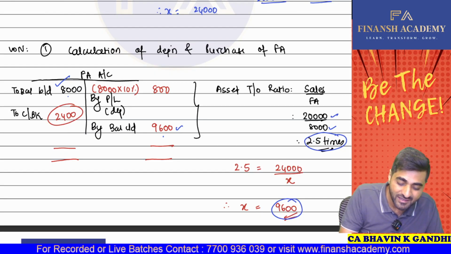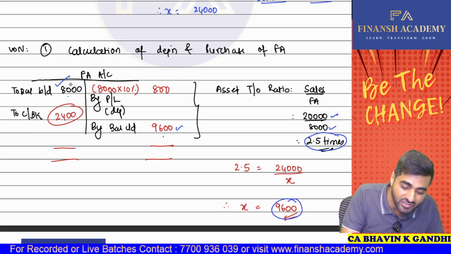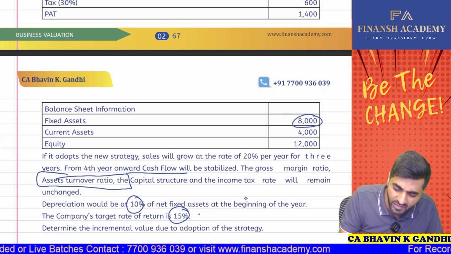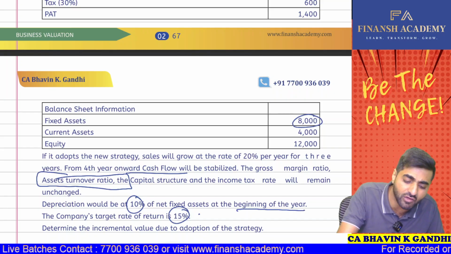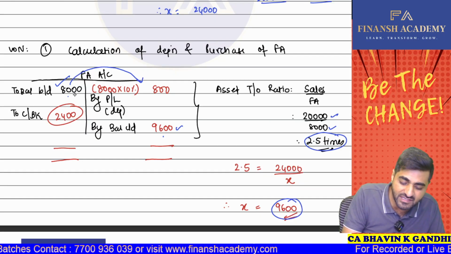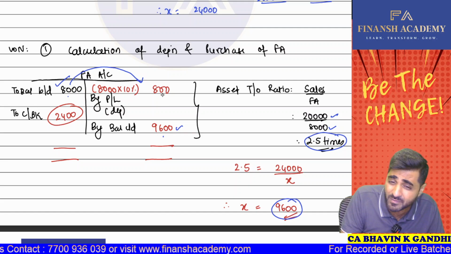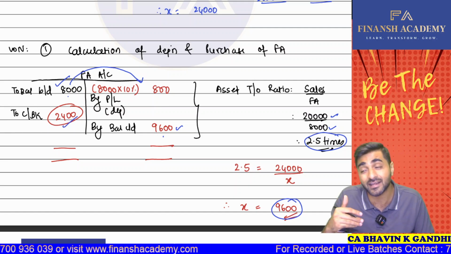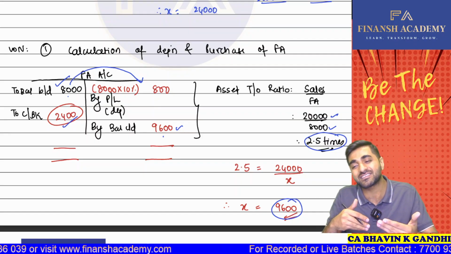So, my dear students, we now have to charge depreciation. On 8,000, at a 10% rate, and that is going to be on net fixed assets at the beginning of the year. So 8,000 is the fixed assets at the beginning. At the rate of 10%, this will be 800. The balancing figure will represent your cash back, that is the new purchase of the fixed asset.